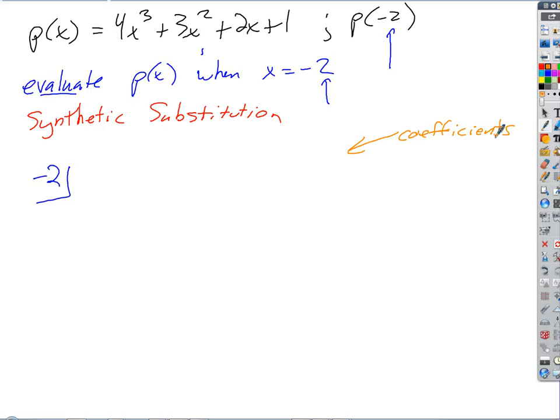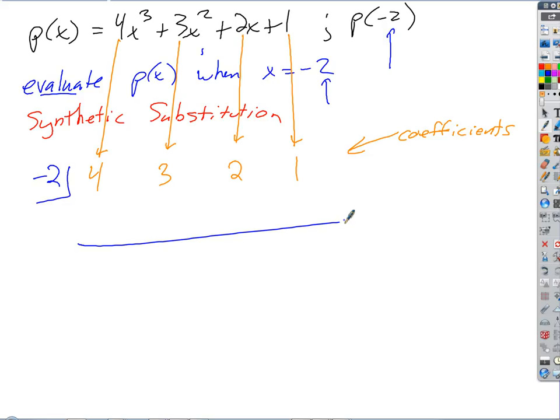For the coefficients. So we'd have 4, 3, 2, and 1. And then I'm going to leave space for another row, and I'm going to put just a line at the bottom. And here's how this works. It's really simple. It's a lot easier than the alternative, which would be if I have to put in a -2 and then cube it and multiply by 4 and put in a -2 and square it and multiply by 3 and add those up. There's a lot less of a chance to make a mistake when you do it this way.